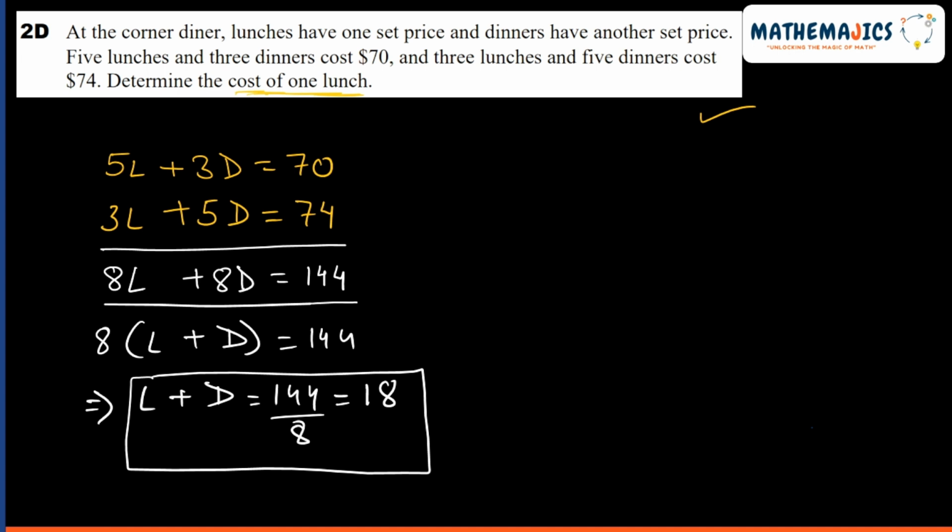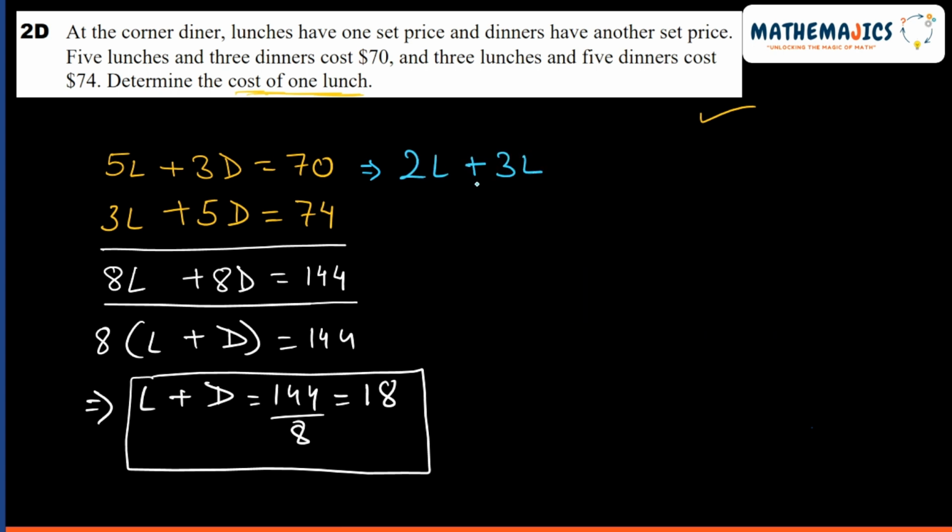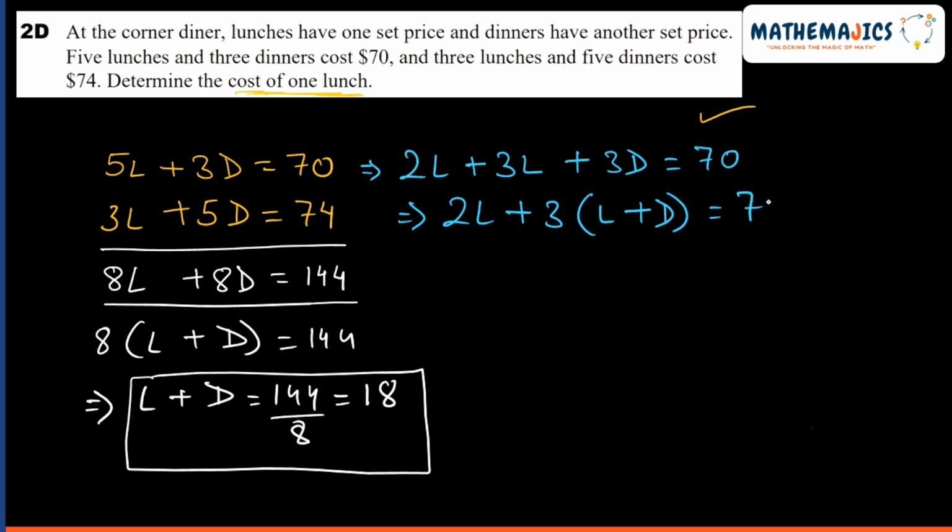Now, how can we use this? Let's see. First of all, we can write the first equation in a different way. How? This can be written as 2 lunch sets plus 3 lunch sets. Yes, I broke these 5 lunch sets into two parts, 2 lunch plus 3 lunch plus 3 dinners. Yes, this is equal to 70. Correct. Now let's go further. 2 lunch sets plus, now this 3 lunch plus 3 dinner can be written as 3 times the cost of 1 lunch plus 1 dinner set. This is equal to 70.